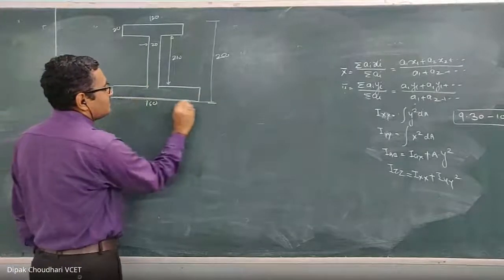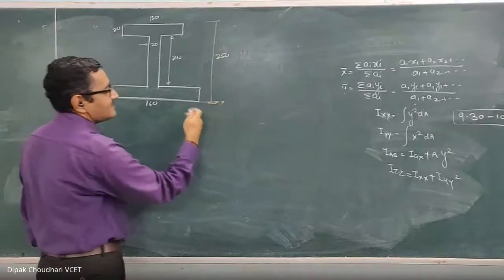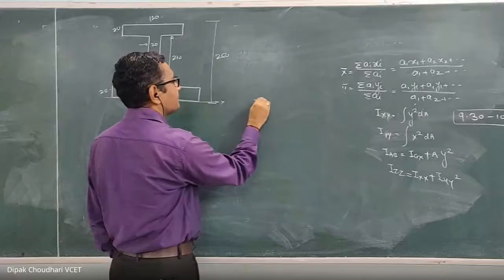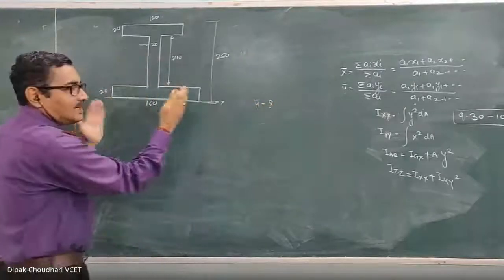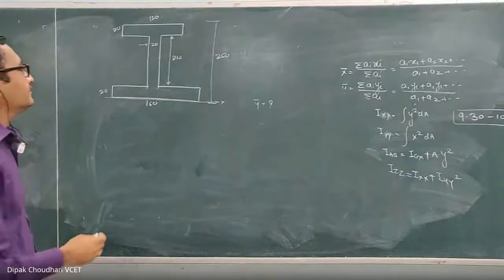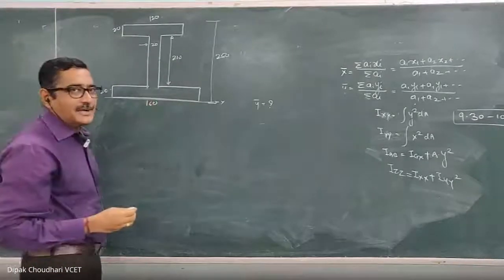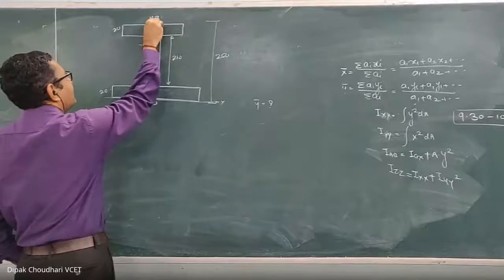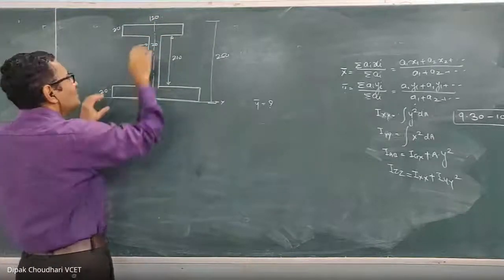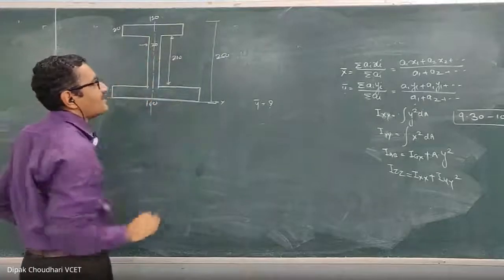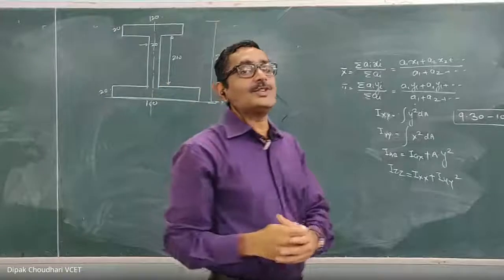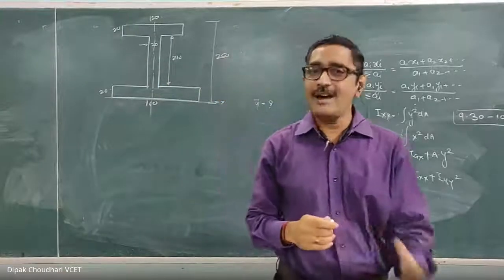I'll consider this extreme bottom line as the reference x-axis, and with respect to that, I'm going to calculate the y bar. And about the x bar, that is the horizontal distance of the centroid from any reference line. If you observe, this I section is symmetrical about this vertical line. Even though the top flange and bottom flange are unsymmetrical, such a type of I section or beam section is commonly known as an unsymmetrical I section.